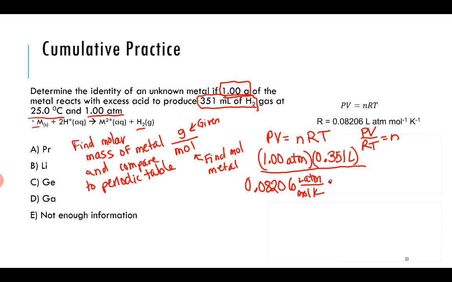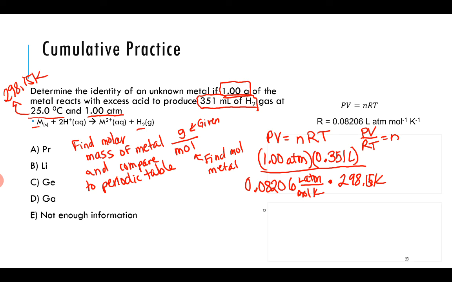And my temperature has to be in Kelvin, and so we have to convert to Kelvin. So 25 plus 273.15 is 298.15 Kelvin. So we have 1.00 times 0.351 divided by 0.08206 times 298.15.